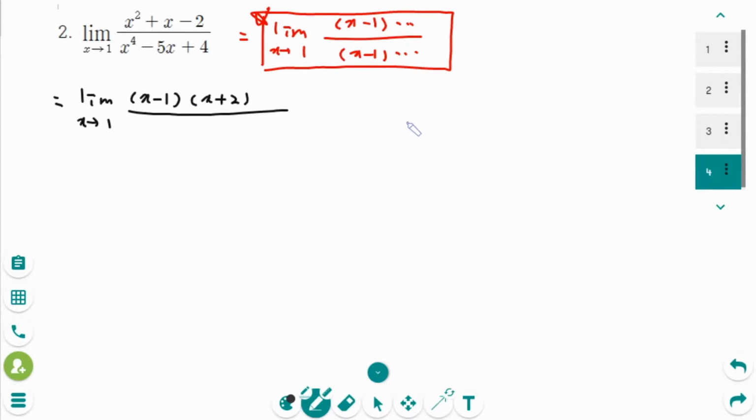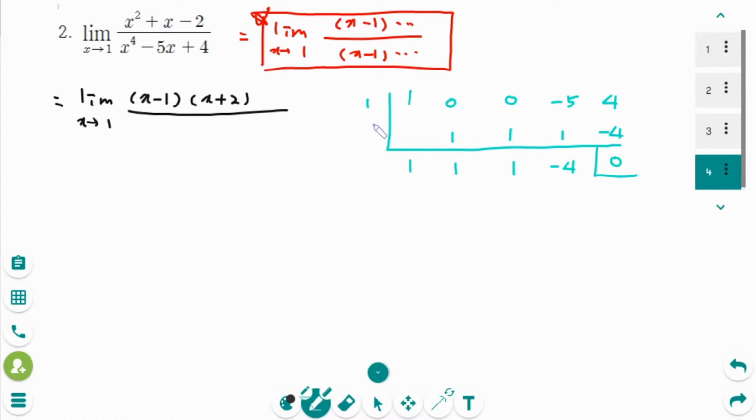So copy the coefficients: 1, 0, 0, minus 5 and 4, remembering to insert 0 for any missing power of x. And then 1 here. Bring down 1, and times, add, times, add, times, add, times, add. Remember, the remainder must be 0.